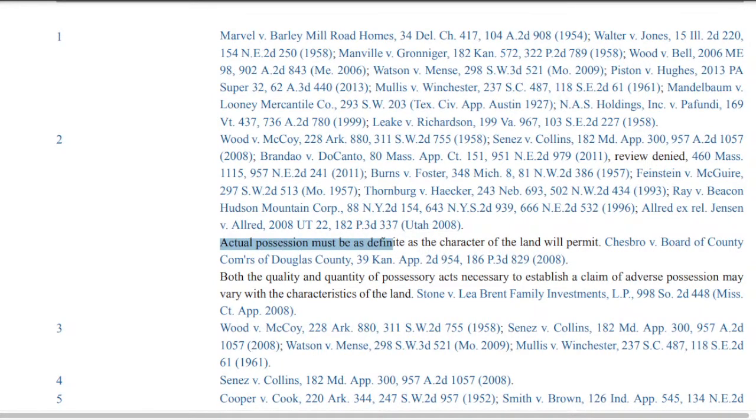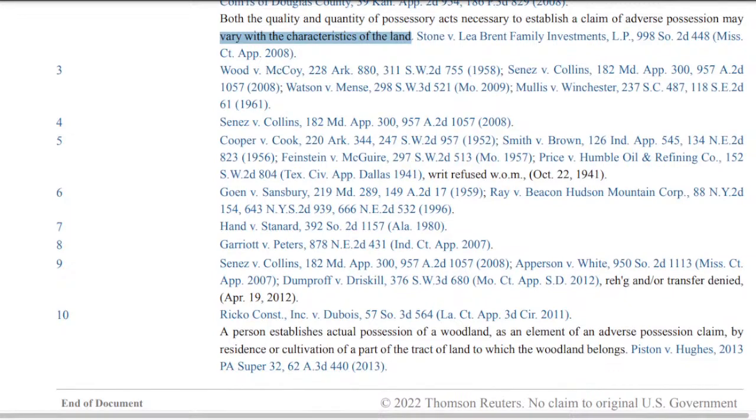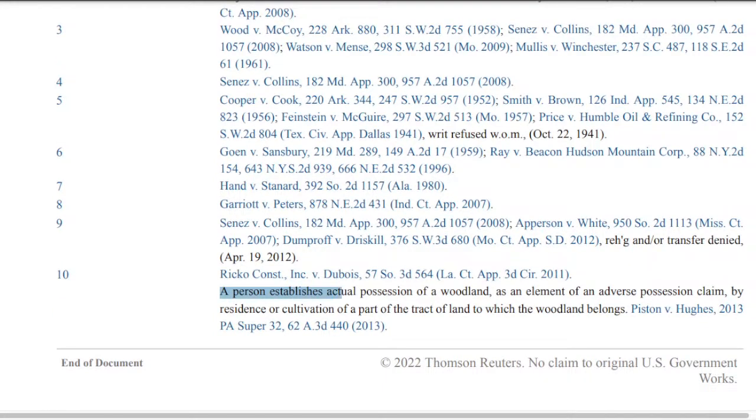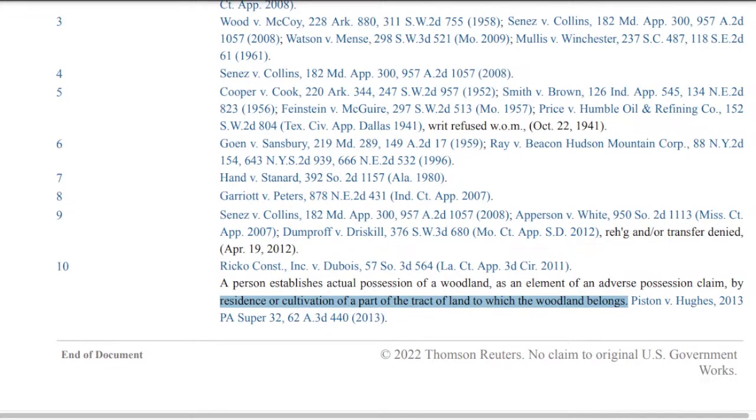Actual possession must be as definite as the character of the land will permit. Both the quality and quantity of possessory acts necessary to establish a claim of adverse possession may vary with the characteristics of the land. Beautiful, beautiful stuff here. A person establishes actual possession of a woodland as an element of an adverse possession claim by residence or cultivation of a part of a tract of land to which the woodland belongs. Gosh, this is great stuff. And that's 2013.